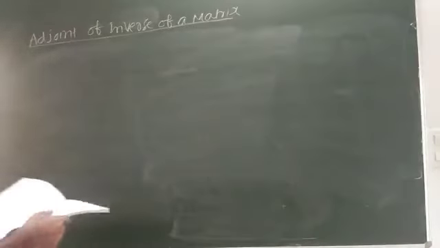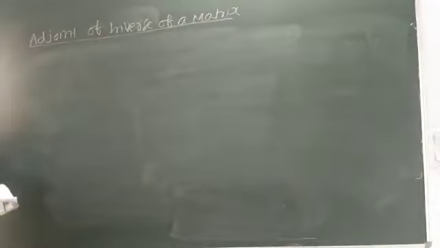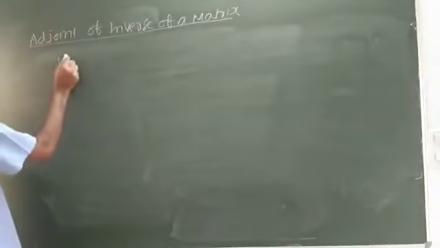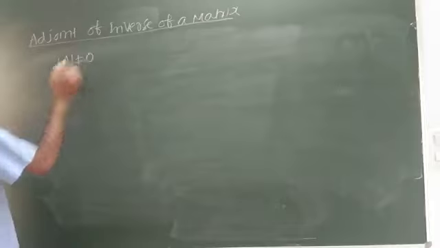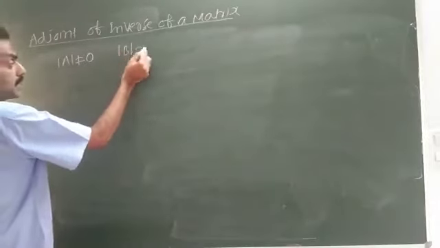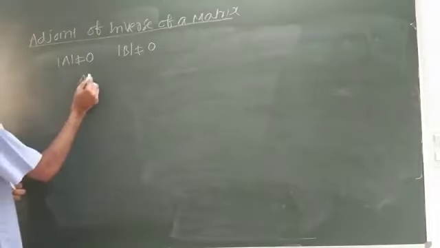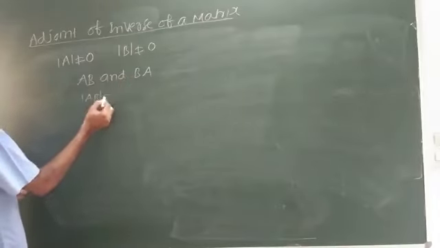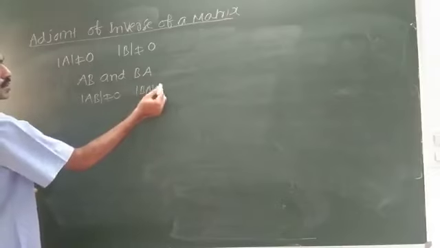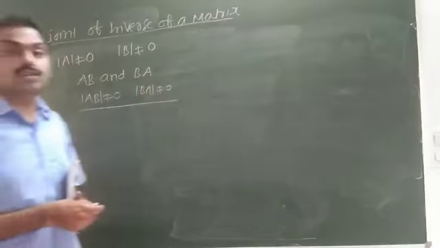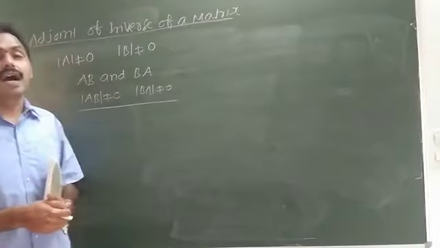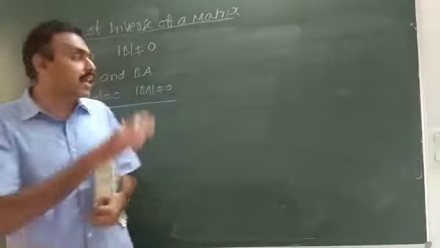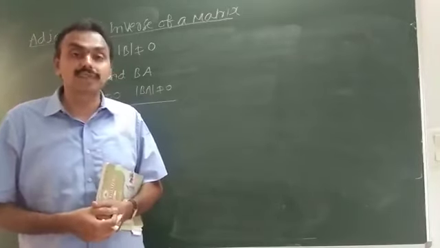I take up the next property. That is a very simple property. Suppose you have a matrix A as a non-singular matrix, and a matrix B is also a non-singular matrix, then also remember AB and BA are also non-singular. That is, determinant AB is not equal to 0 and determinant BA is also not equal to 0. You have to remember this. If A and B are non-singular matrices of the same order, then AB and BA are also non-singular matrices of the same order.